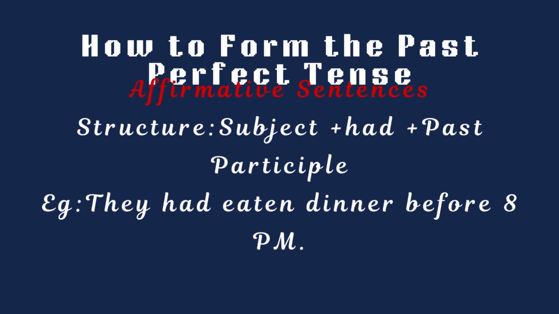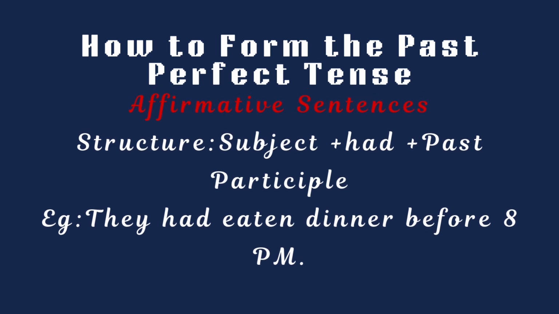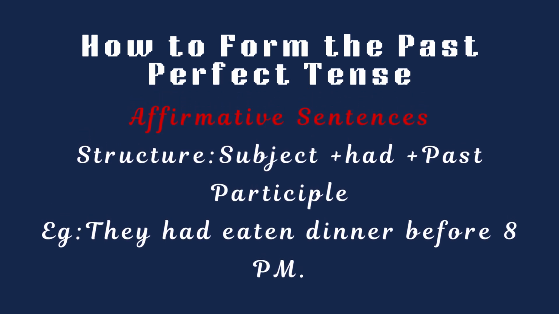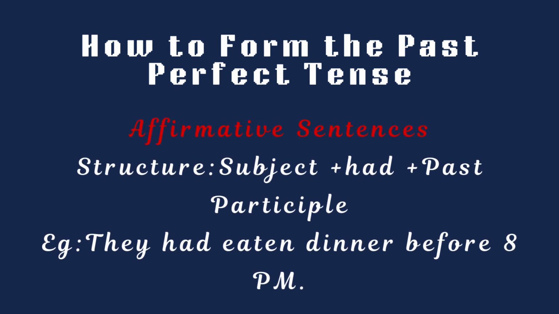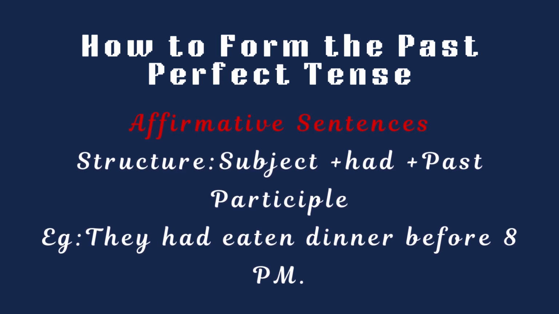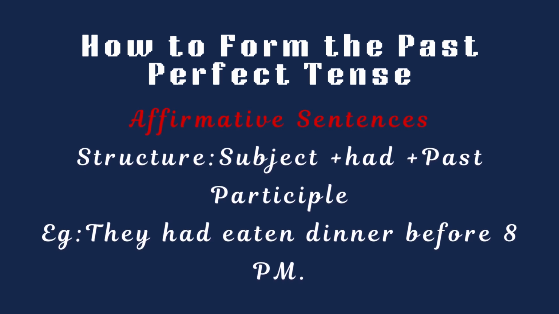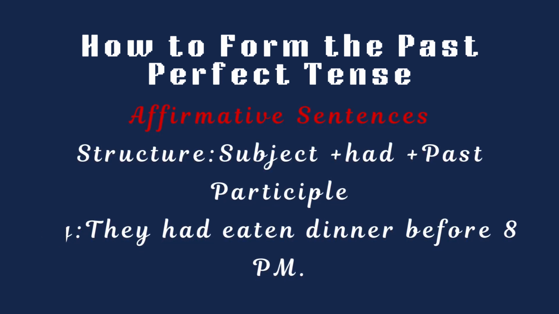Let's take a look at how to form the past perfect tense. The good news is that it's simple once you know the pattern, it's easy to use. Affirmative sentences follow this pattern. Subject plus had plus past participle. For example, they had eaten dinner before 8 p.m. The verb had shows the tense, and the past participle of the verb eat is eaten.